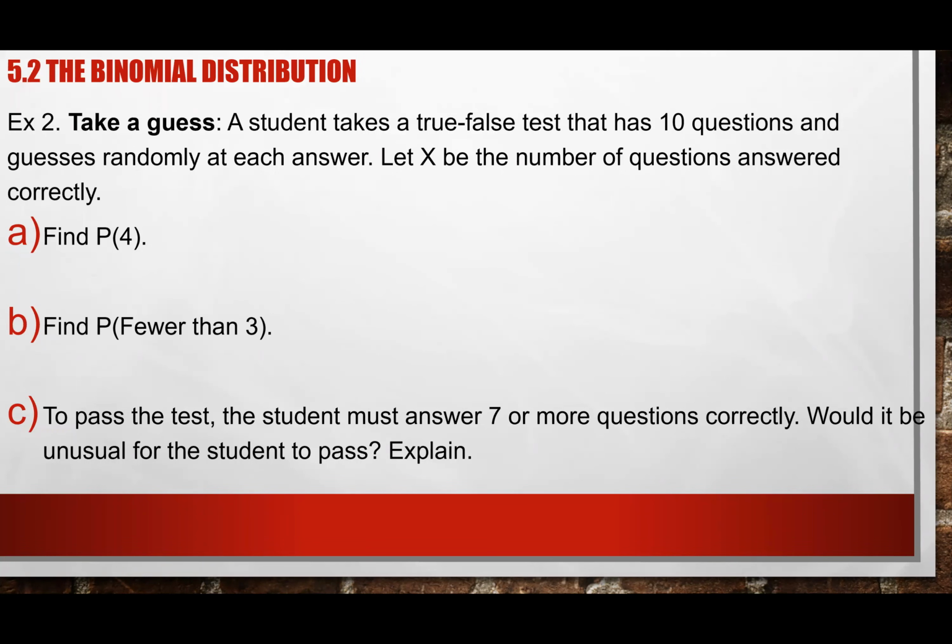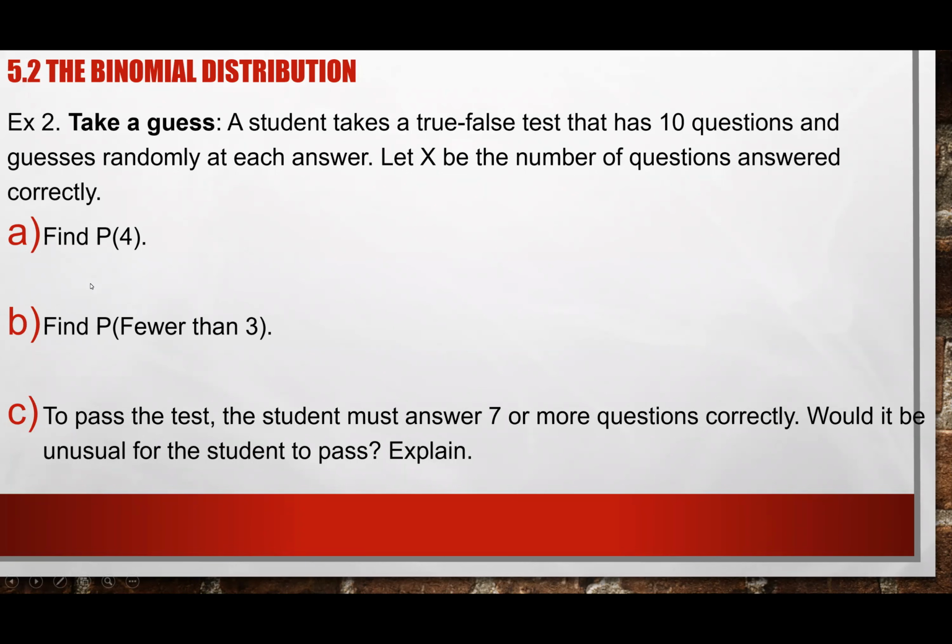Now this is what they ask you: if you go in there, because you don't know the material, and you randomly guess your answer, what is the probability that you have 4 questions correct? Okay, so problem A is P of 4. Basically, if you go in there and just go true, false, true, false, randomly guessing your answer, what's the probability of you having exactly 4 questions correct? Okay, so that's our problem here.